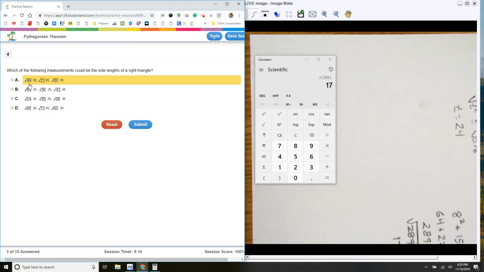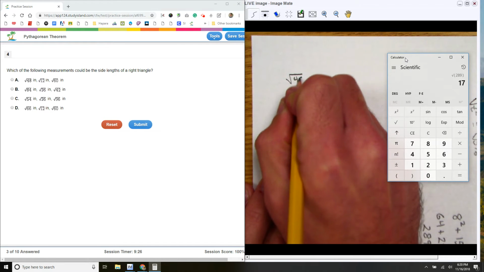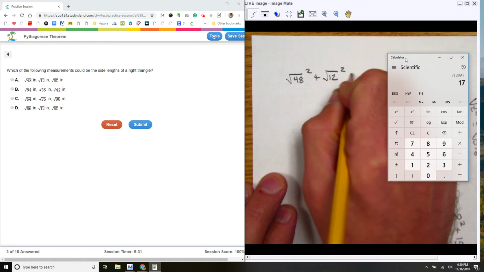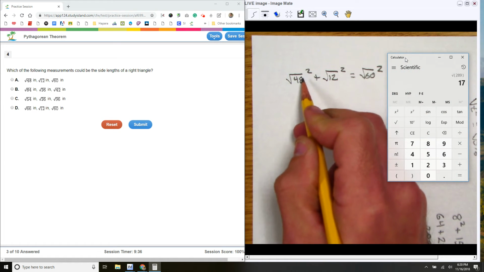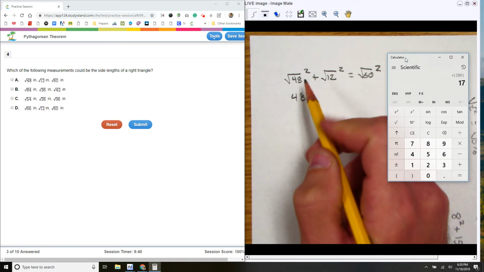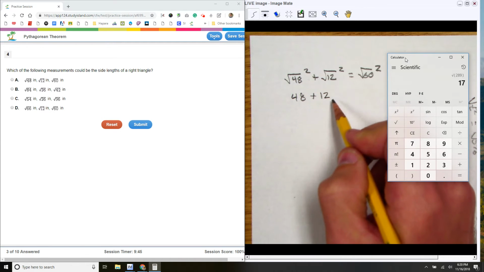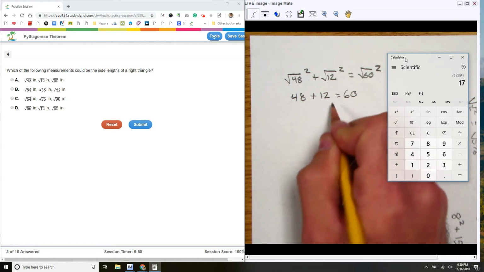So A, the two shorter sides are obviously the square root of 48 and the square root of 12. Those are smaller than the square root of 60. So for this to be a right triangle, the square root of 48 squared plus the square root of 12 squared has to equal the square root of 60 squared. Well, the square root of 48 squared is just 48. A square and a square root cancel each other out. Plus the square root of 12 squared is just 12. And the square root of 60 squared is 60. Is 48 plus 12 equal to 60? Yeah.